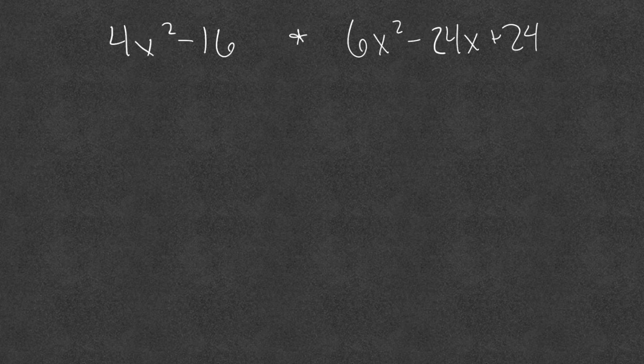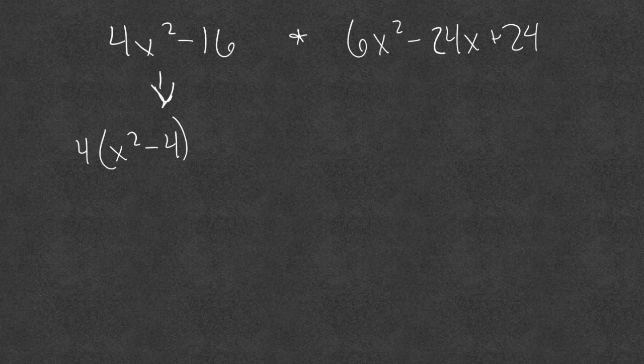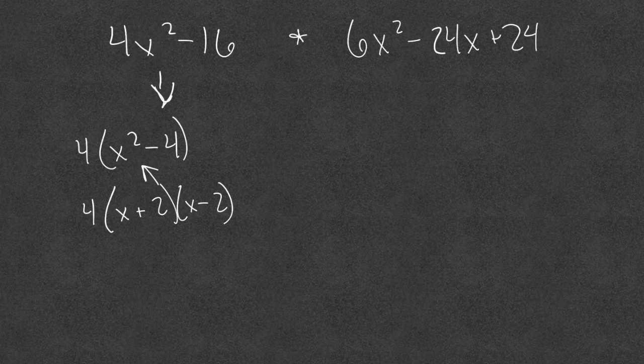So now this left-hand piece, what I can factor out first is a 4, and then I'm left with x squared minus 4. This right here is actually a difference of squares, so hopefully you guys are still remembering that. So x squared minus 4 turns into (x plus 2)(x minus 2). So now I have that 4x squared minus 16 all the way factored out.